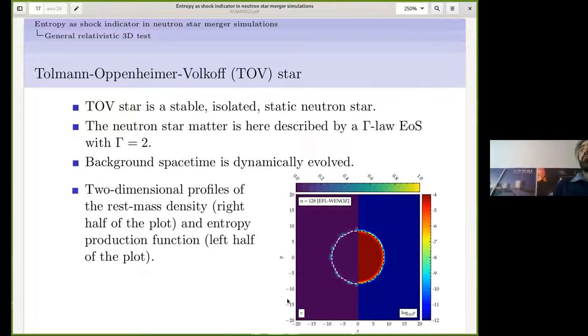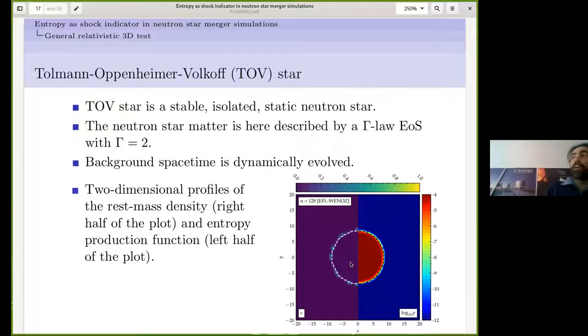The first thing I want to show, as before, is a plot like the one where, while the simple wave is moving, the entropy production function peaks when the shock is produced. I also use this two-dimensional plot to show that. Here is the neutron star. The right-hand side is the mass density, just the density of the star. Inside the density is quite high and then goes to zero really rapidly. The dashed line is the surface of the star.